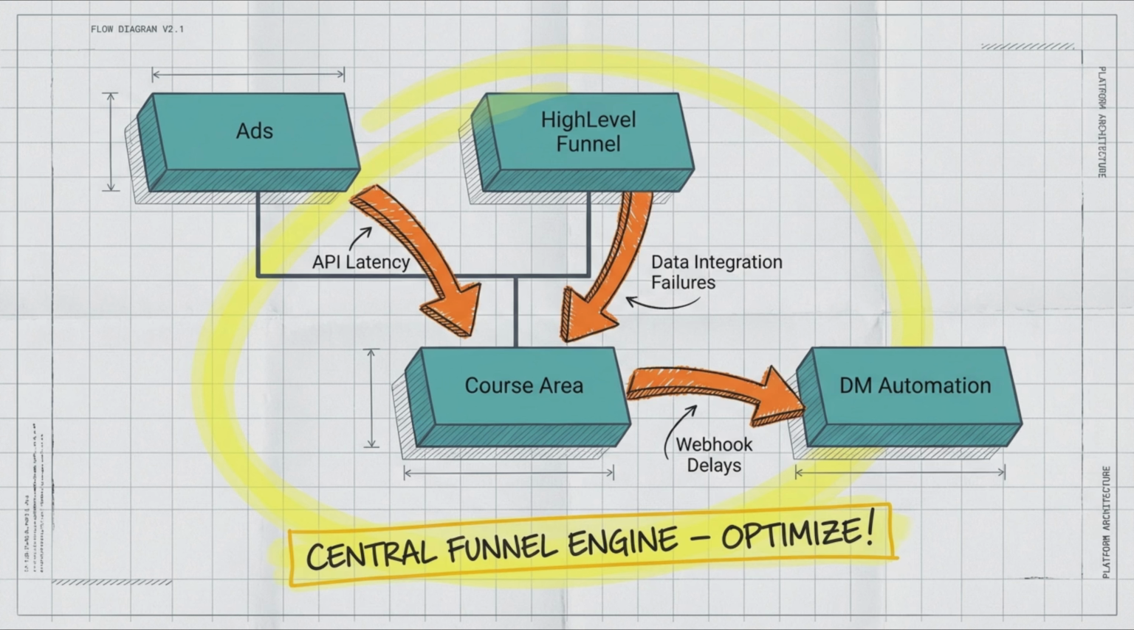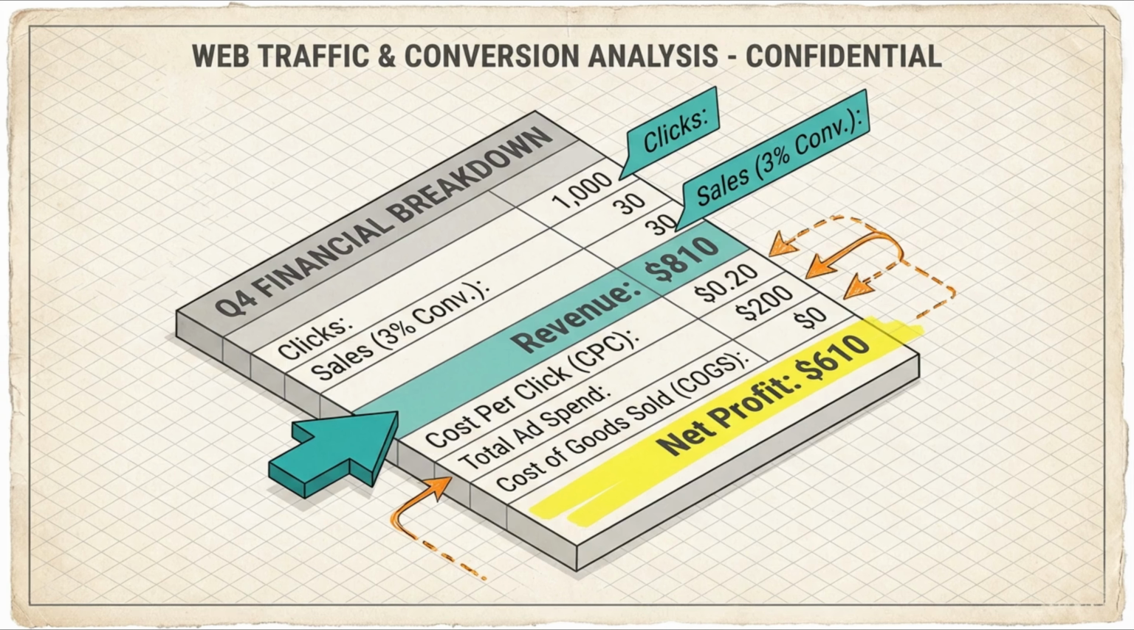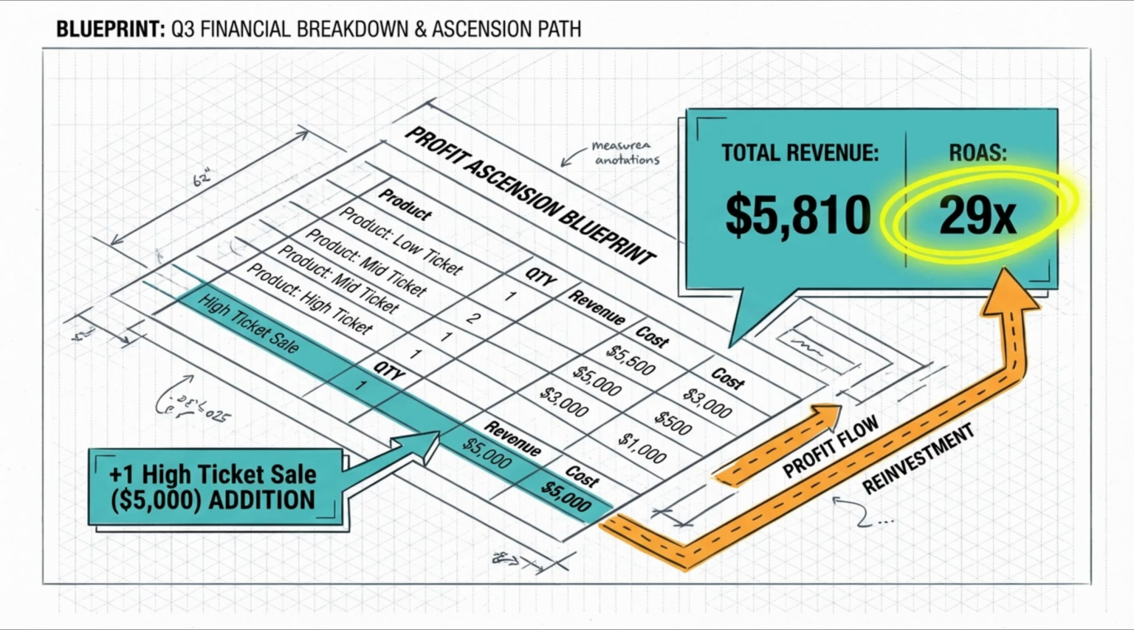All right, let's look at the hypothetical projection. 1,000 clicks at 20 cents each. A 3% conversion on the $27 course. That's $810 in revenue on a $200 spend. But the real profit is in the ascension. If 10% of those buyers engage in a chat and 1% buys a $5,000 coaching package, your return on your ad spend jumps to 11 times or higher.